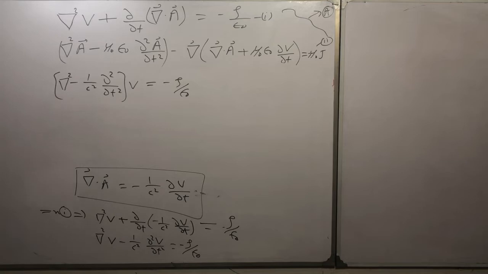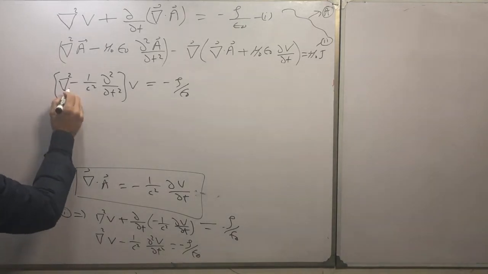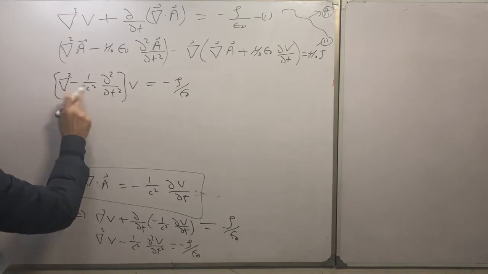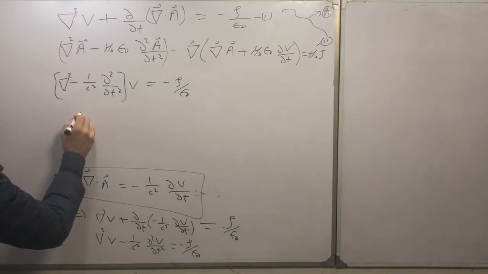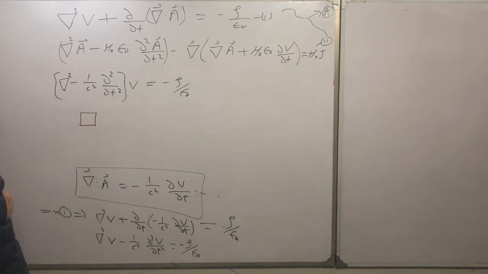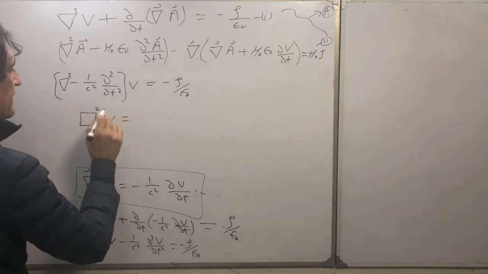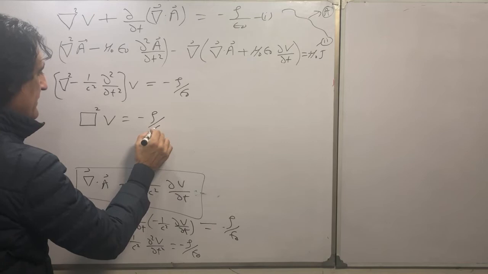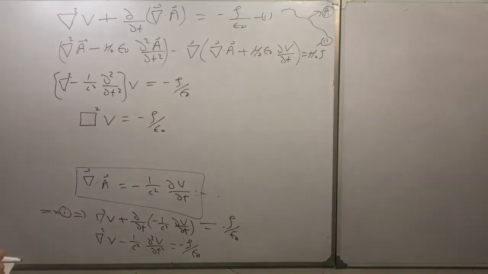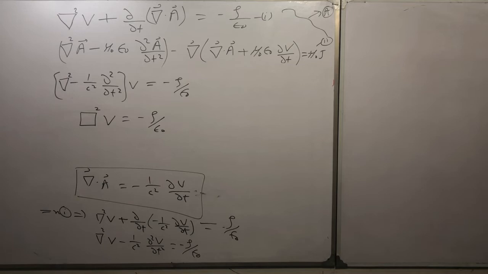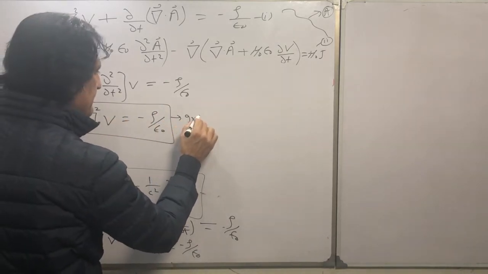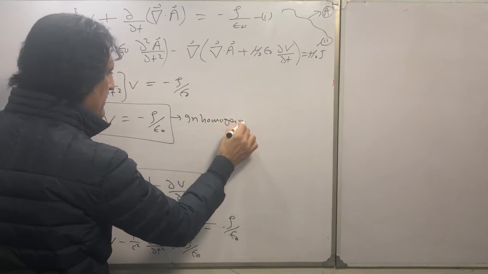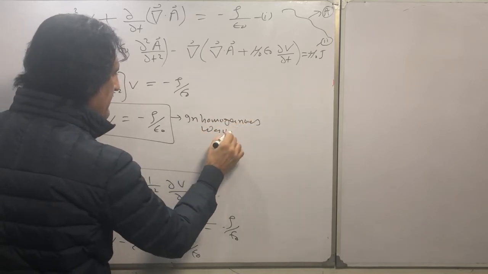In this operator, this part shows the space and this part shows the time. So this is space-time, and we can represent it by the D'Alembert operator, which is denoted by this. We have discussed this in detail earlier. So this equation, D'Alembert square V equal to minus rho divided by epsilon naught, is nothing but an inhomogeneous wave equation.